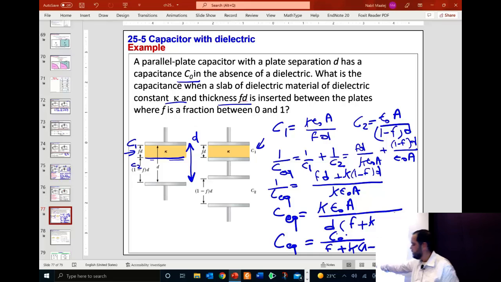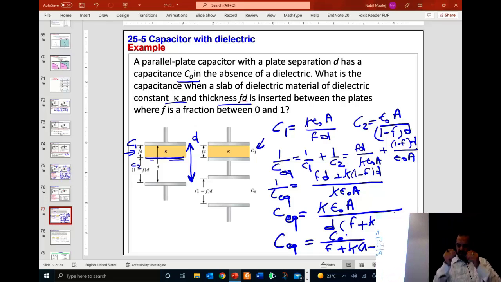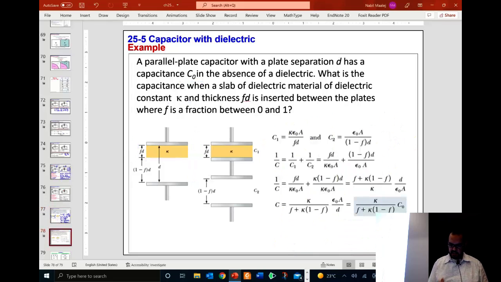No, we inverted this. So we inverted 1 over C equivalent. So kappa epsilon 0 A became in the denominator. In the other term, the numerator, I took D as a, I factored out D. So it's D times F here. And you have kappa 1 minus F times D. So I think the math is correct. You can check it. Let me look at the result here. Is it correct? Yeah, I think it's correct.